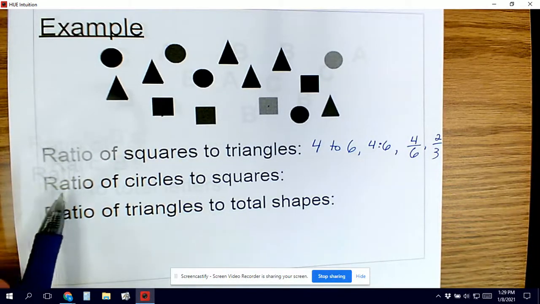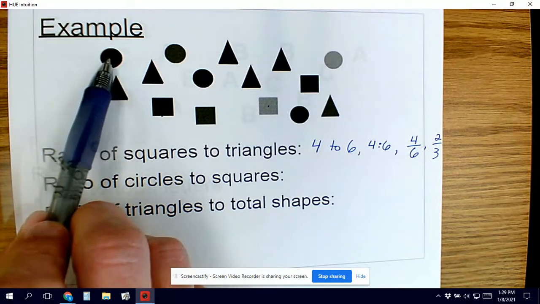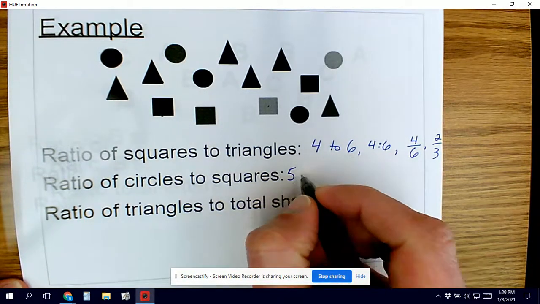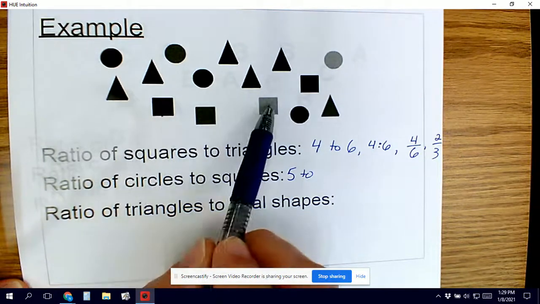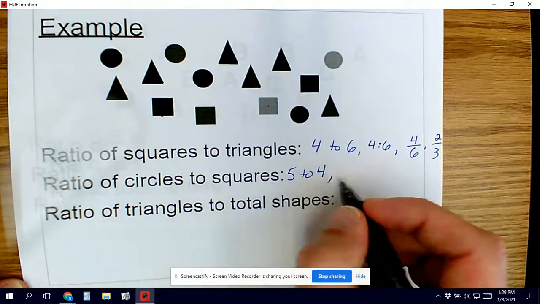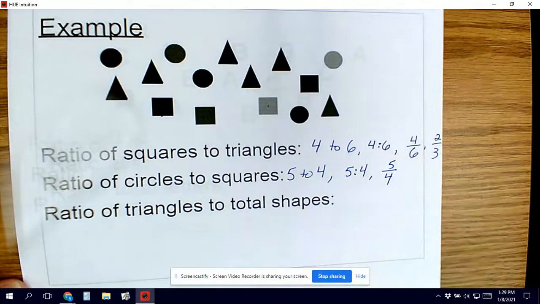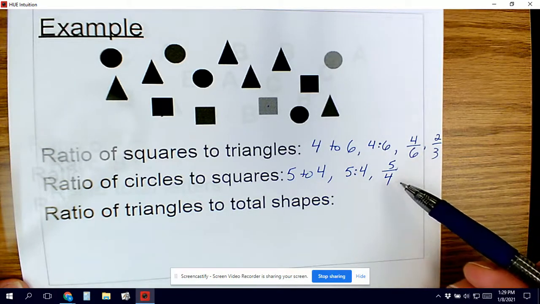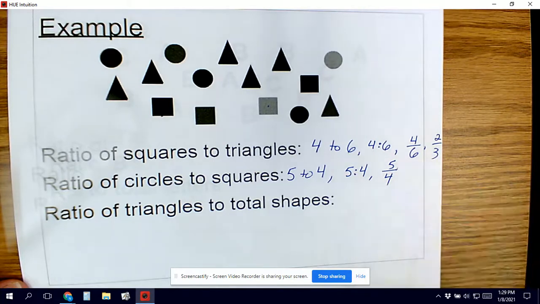Next option, ratios of circles to squares. So let's go through the pile here. Let's count how many circles there are. I see 1, 2, 3, 4, 5 circles, and now squares. For squares, 1, 2, 3, 4. So the ratio of circles to squares is 5 to 4. You could write that with a colon, 5 to 4, or in fraction form, 5 over 4. Now, in fraction form, I know this looks like an improper fraction, but because it is a ratio, we do not convert this to a mixed number. We will always leave it as 5 to 4.